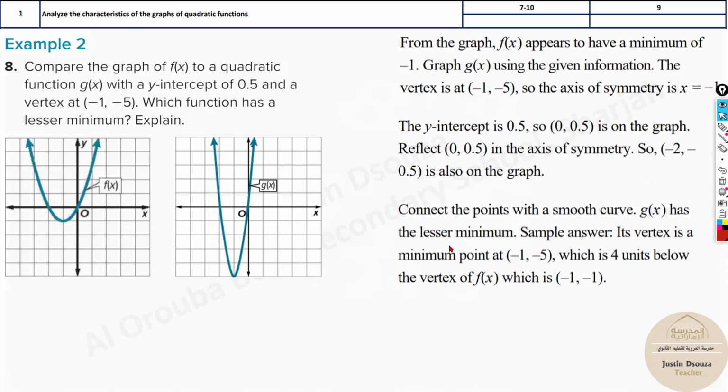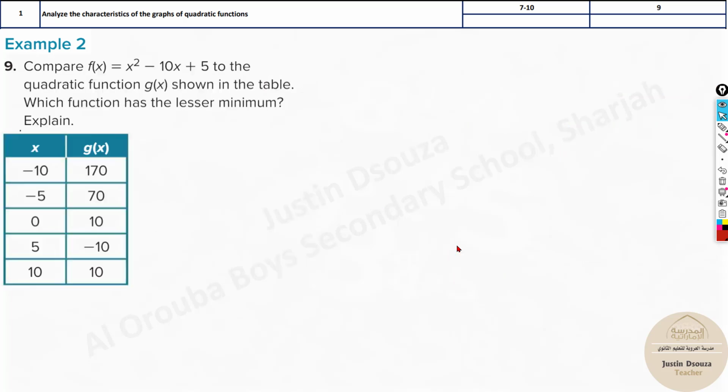Simple comparison, nothing much over here. Let's see. Now over here we have tables and an equation. What do we do over here? Do you remember the formula for the vertex from this equation? First of all, let's write the standard form, that is ax squared plus bx plus c.